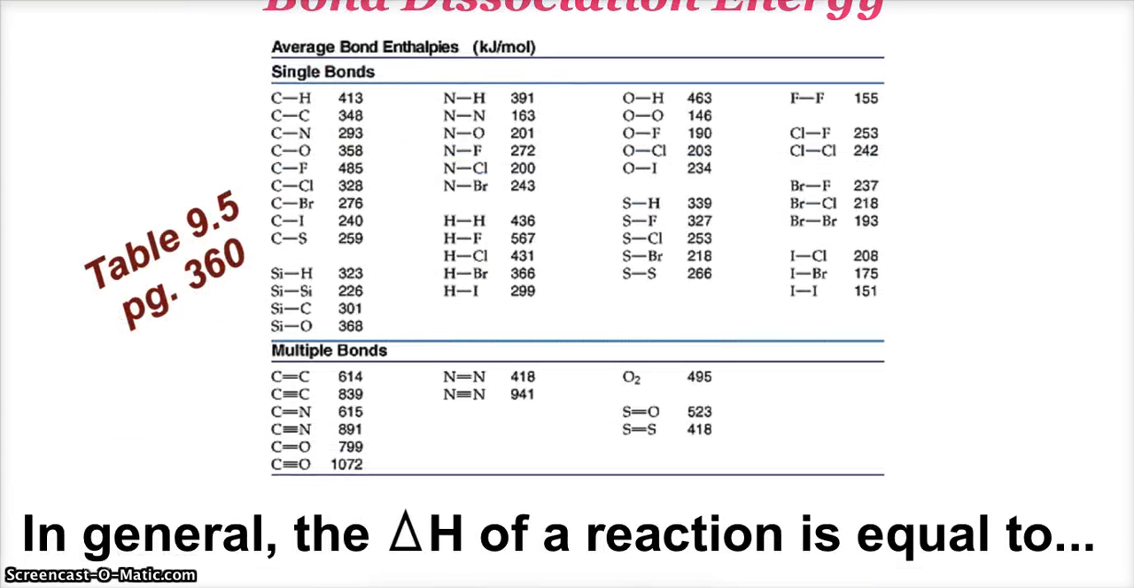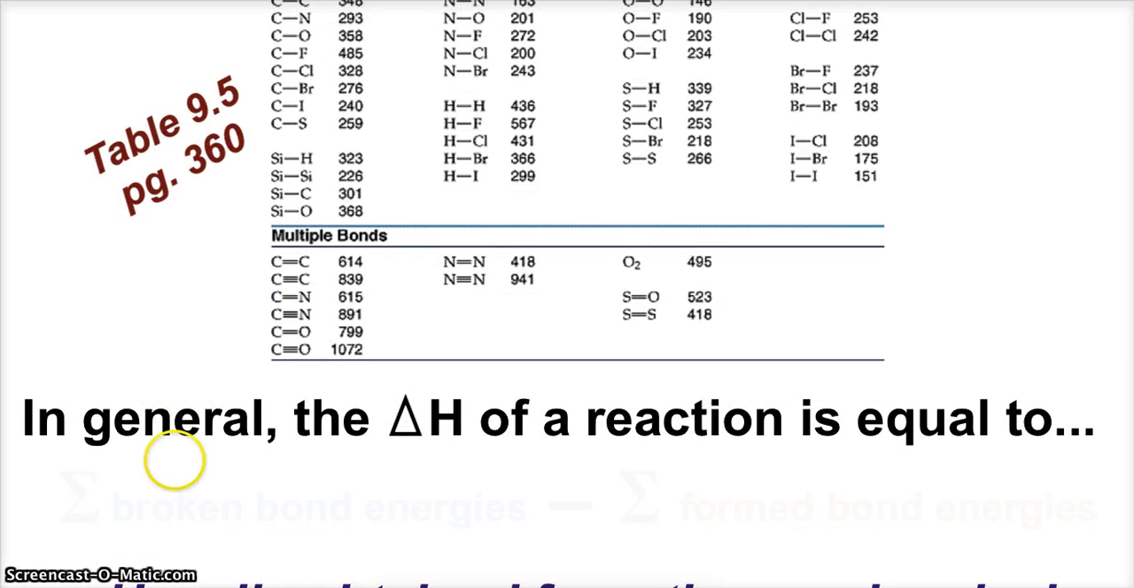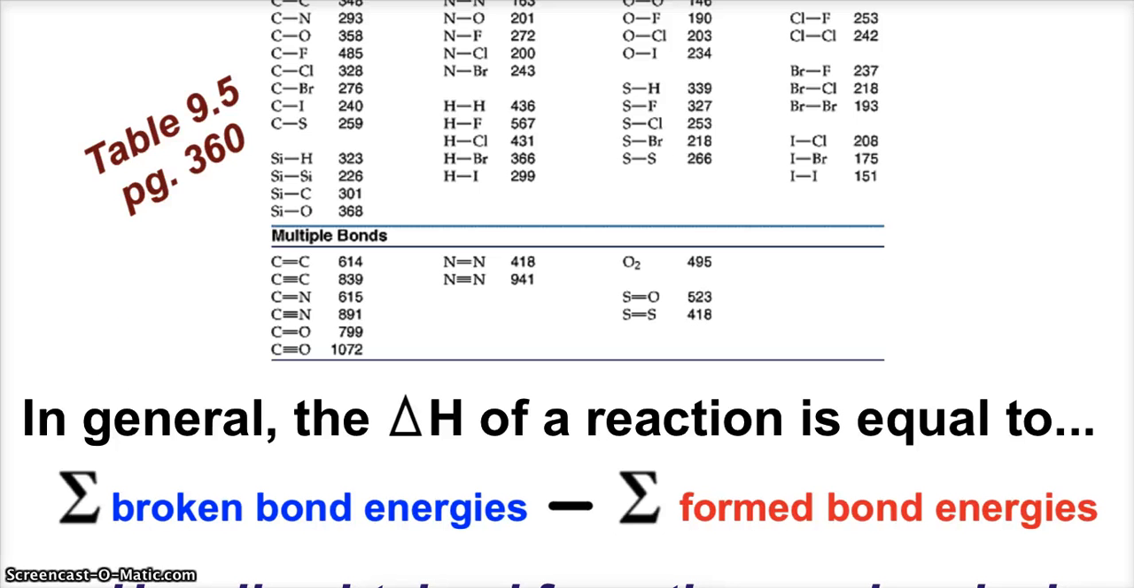And typically then, in general, we can find the delta H of a reaction by doing the sum of the broken bond energies minus the sum of the formed bond energies. So this is our 4th exciting way that we can calculate delta H. We can find it in a calorimeter, we can use delta H of formation values in a table, we can use Hess's law, and now we can use bond energies.